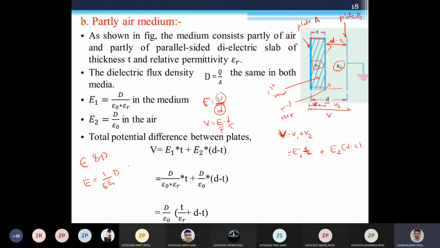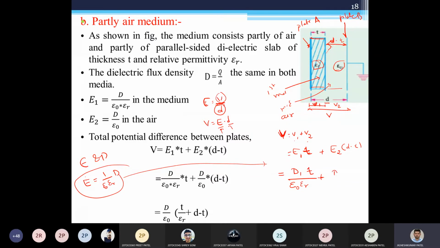So here I am going to use this equation. For E1, D1 upon my relative permittivity epsilon 0 epsilon R. So D1 upon epsilon 0 epsilon R. Now still there is a T, so I am going to multiply it with T plus E2.